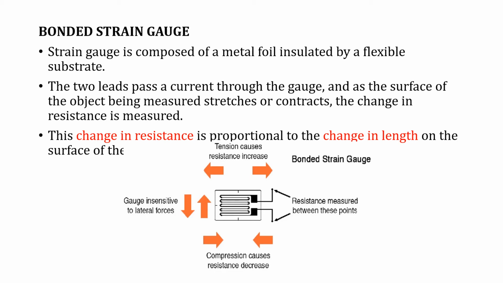Whenever force is applied to the leads, the metallic grid pattern might change. Either tension causes resistance to increase or compression causes resistance to decrease. So here it will move either to the right side or left side, so it will be positive strain or negative strain. Either it is compressed, or tension causes it to elongate. It is called bonded in the sense that it is mounted on a fixed surface. So that is called a bonded strain gauge.